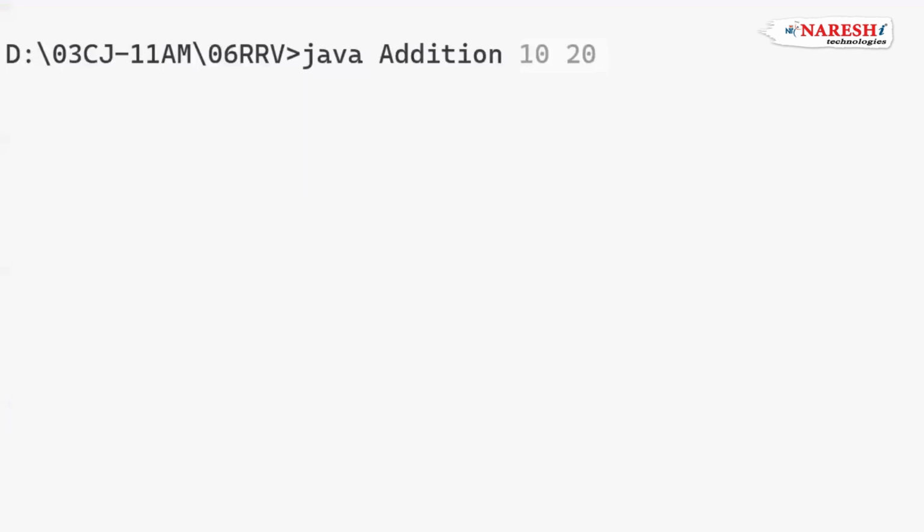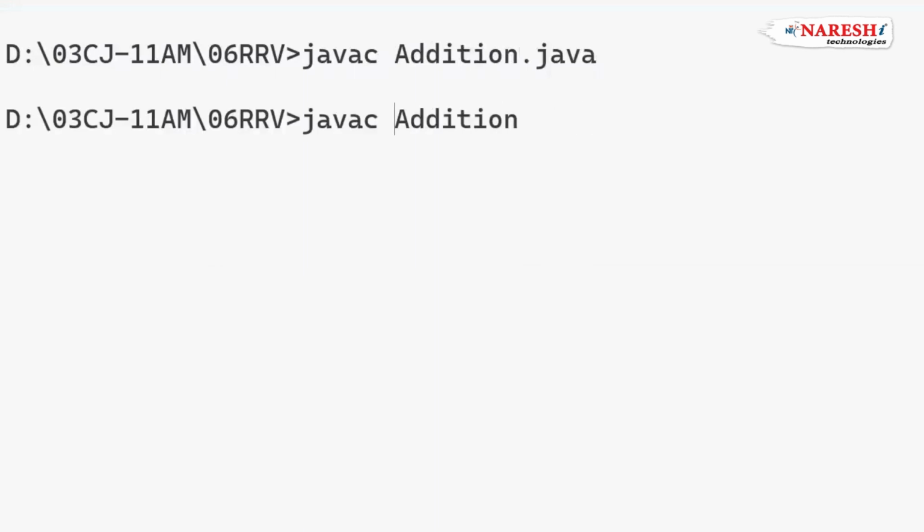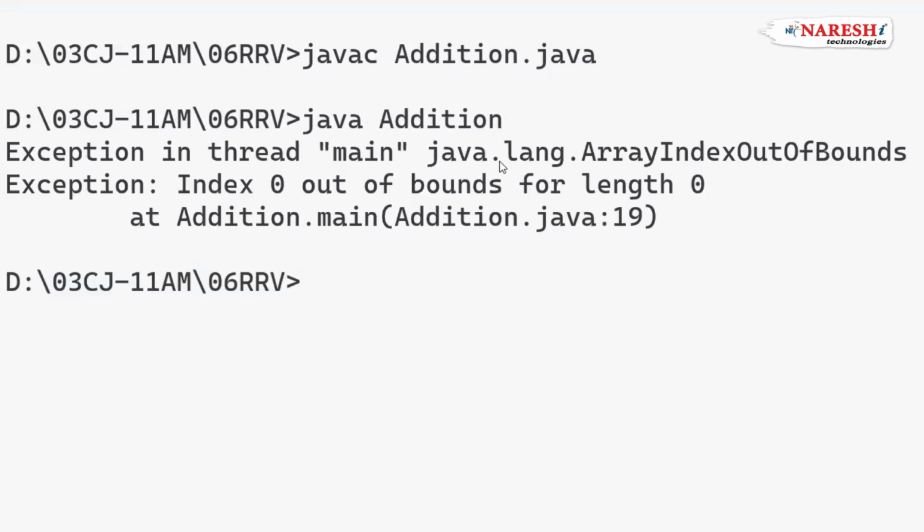Open the console, and here I am not giving any value. First I have to compile: javac Addition.java. Now run java Addition, and I am not passing any values. Then we will get an exception: java.lang.ArrayIndexOutOfBoundsException, Index 0 out of bounds for length 0.